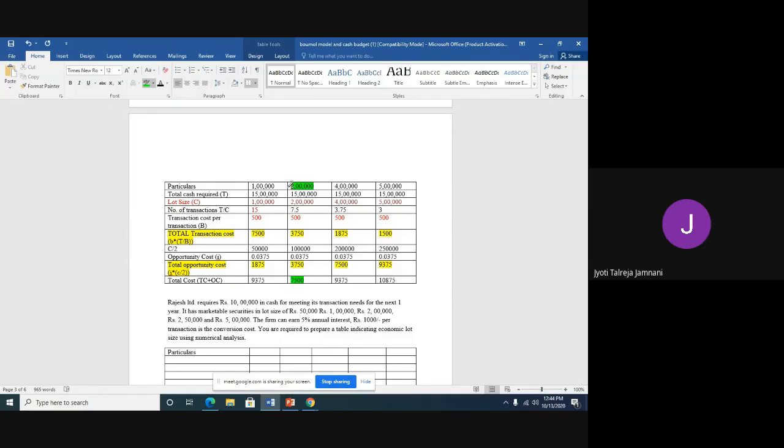But if we use the formula method, what formula do we use? C is equal to the square root of 2BT divided by I. In the formula method, we get it in one step. But if we are using the tabular method, they'll give you various values of lot sizes, that is C. You can withdraw cash 1 lakh or 2 lakh or 4 lakh or 5 lakh, and they will tell you to find which is optimum. So the company should always withdraw cash in lots of 2 lakh rupees, because that will make the total cost minimum, which is only 7,500.